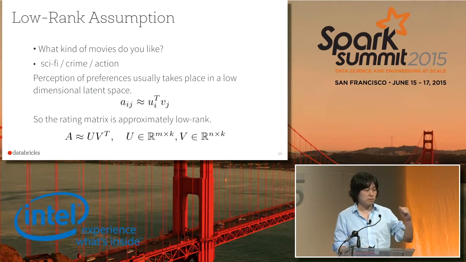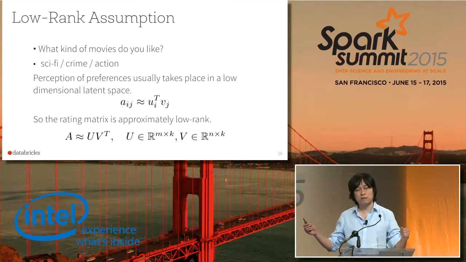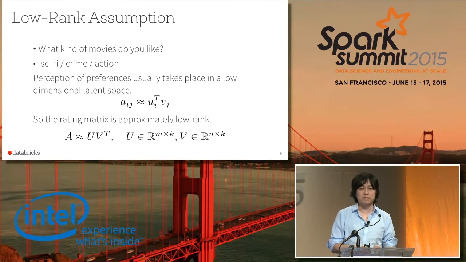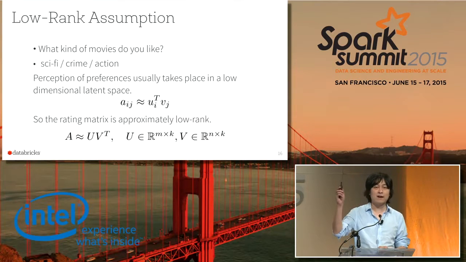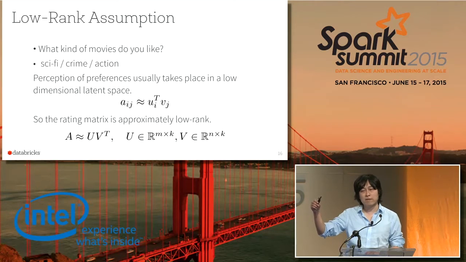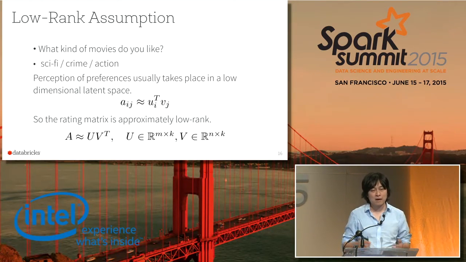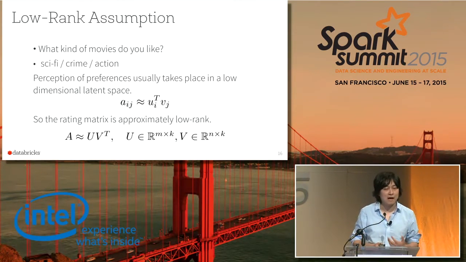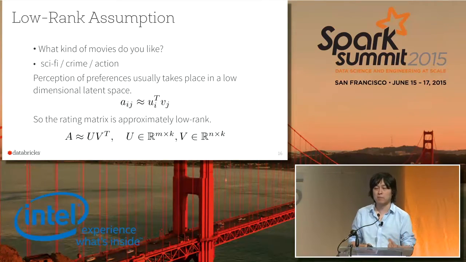Basically, you put your preference into a lower dimensional space, and you map the movies you like to the same space. Basically, I like sci-fi, so I check that place. And then if a movie is a sci-fi movie, I put a check there. And then I count how many matches I have. Then I can have a good estimate of how likely I will love that movie or not.